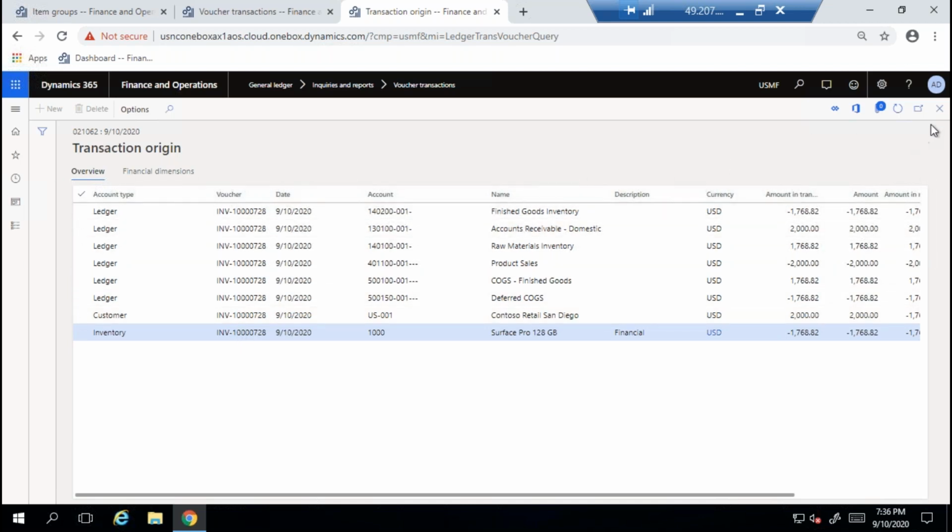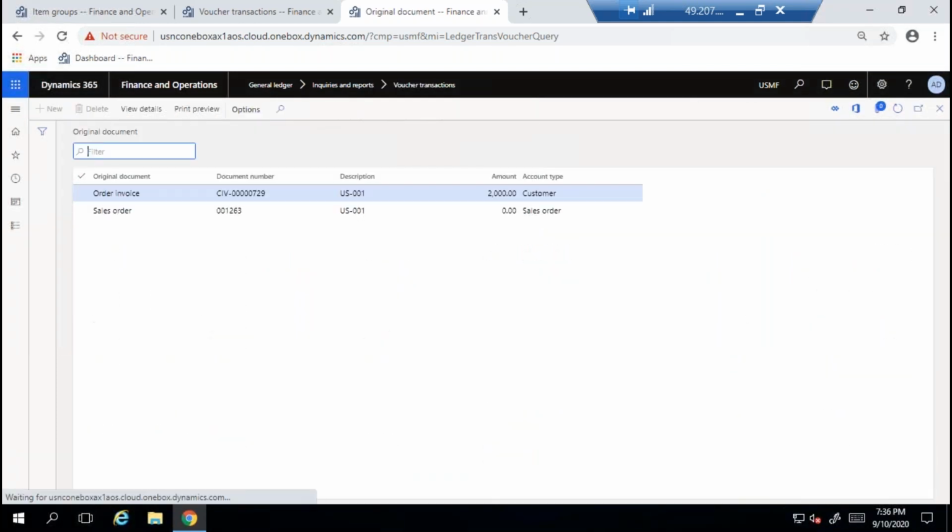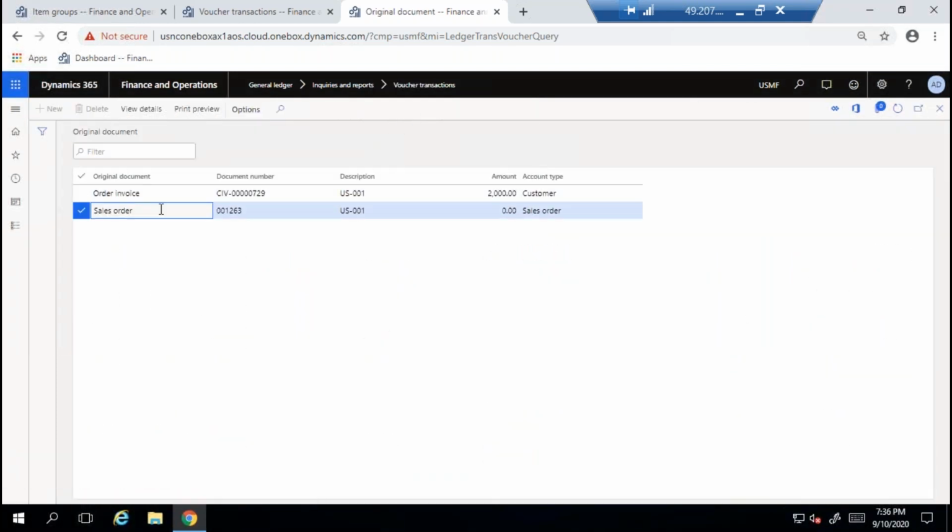Yes, this is correct. The best practice is to go to the original document. I can capture the original sales order. This is the sales order number. From this you can go to view details, and it will open the sales order. But I want to see all the vouchers related to it. If you go to the sales order, you can find the voucher very clearly. Whatever you saw very first is also fine.